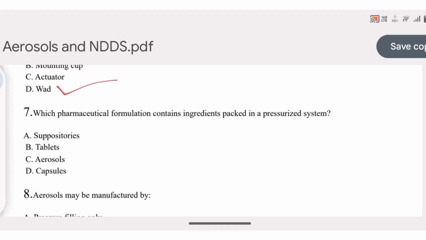Which pharmaceutical formulation contains ingredients packed in a pressurized system? Remember the words pressurized system. And we mainly know that in the pressurized system, only the aerosols are the answer. So the right answer will be the aerosols.